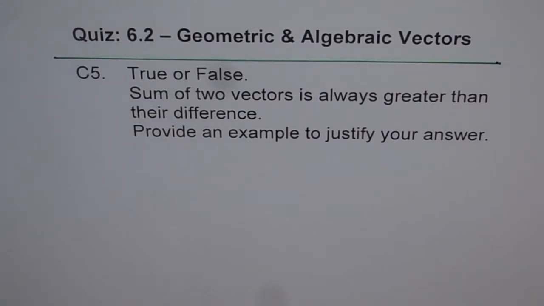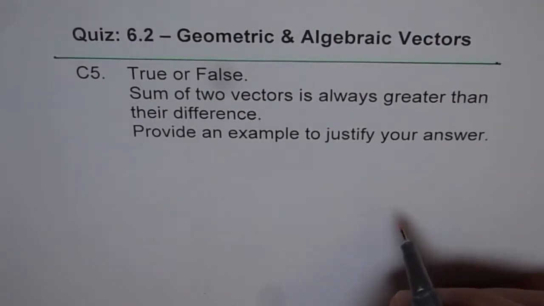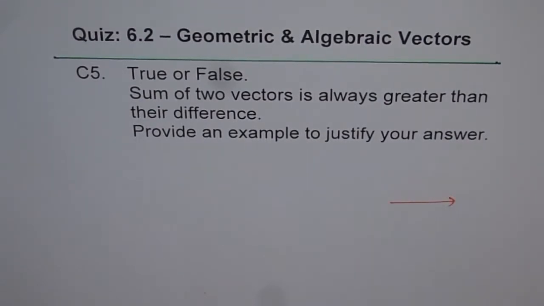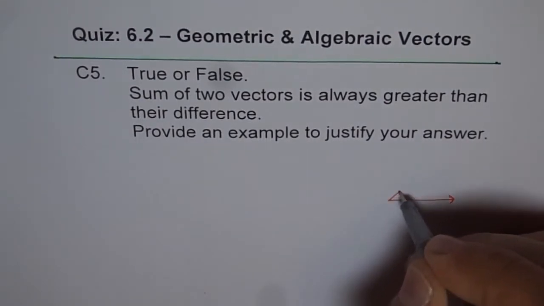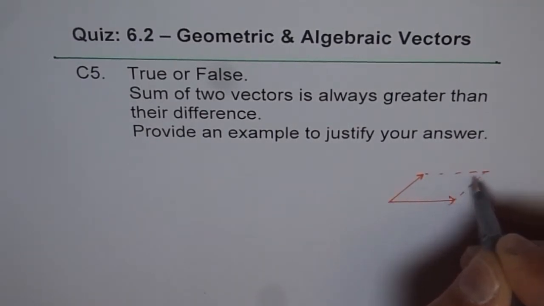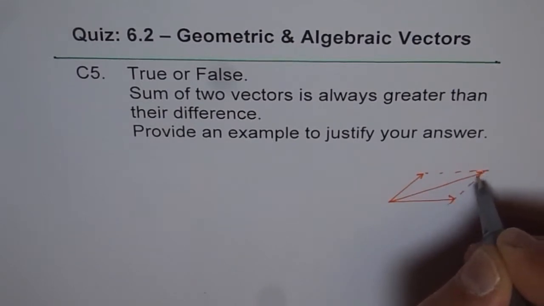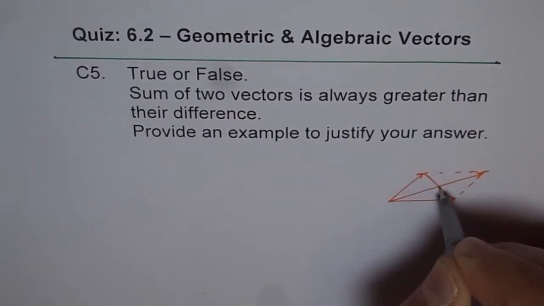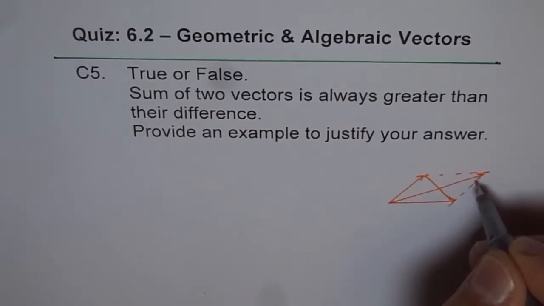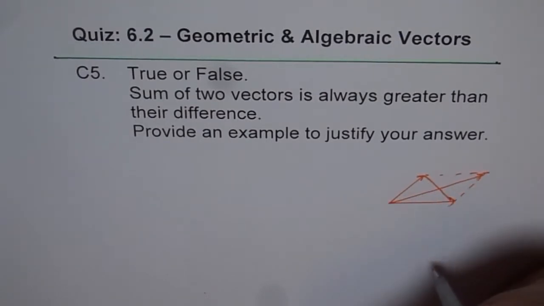Is it true or false? Sum of two vectors is always greater than their difference. Is it true or false? Let's say one vector we have here, the other one is here, right? So the sum will be this, correct? And the difference is this, correct? Now, is it always true that the sum is greater than the difference? What do you think?